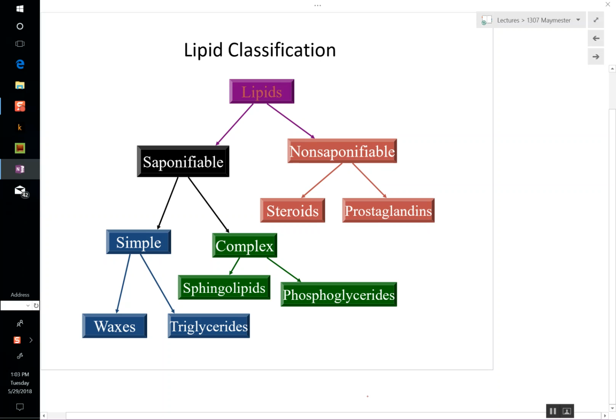Let me explain what will help you to keep in mind as we go through lipids. This chapter, dealing with lipids, is a little bit more diverse, let's put it that way. A little more diverse than chapter 16 on carbohydrates and chapter 18 on protein.